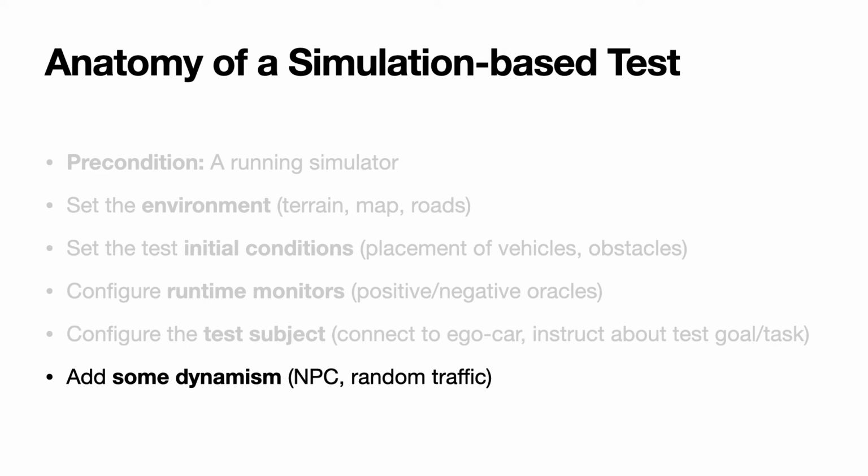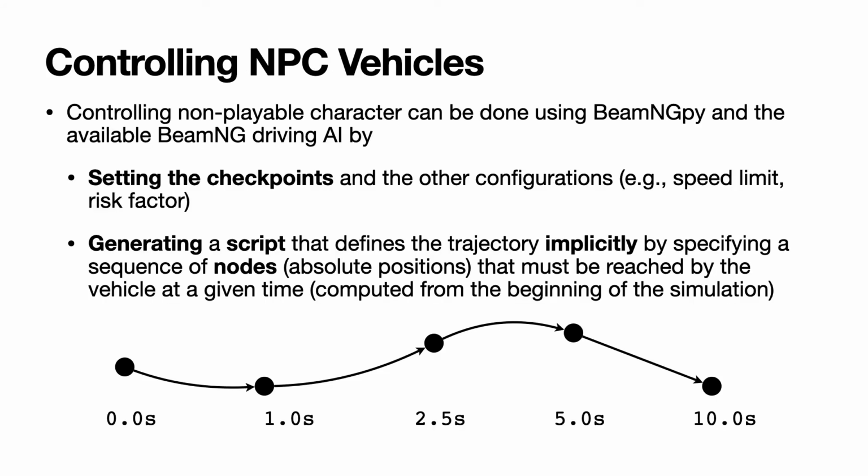The last piece for this part is adding some spice, adding some additional dynamism, for example random traffic and controlling non-playing character cars. Here I'm not going to show the traffic API. You can read about that on the website because I consider that to be an advanced feature, so it will not necessarily fit this basic tutorial. The way to control this NPC vehicle is either by using a checkpoint or by generating a trajectory, one of those scripts.